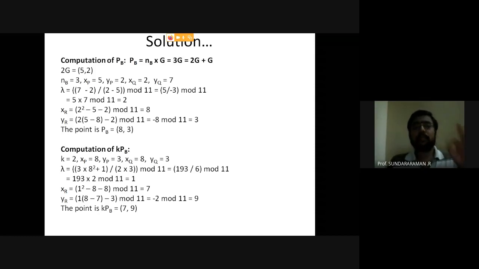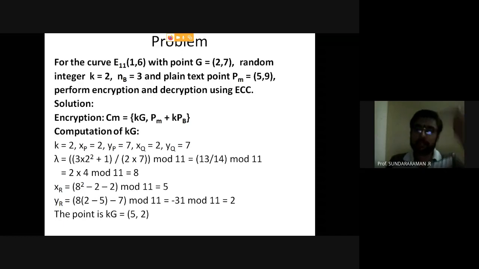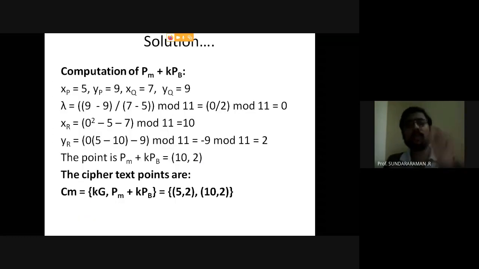So PB is computed by user B, and it will be received by user A. User A uses the PB value to compute k into PB. Now what is the next step? First step, we computed kG. Next step, k into PB is computed. Now after that, what we have to do? PM plus k into PB needs to be computed, which is nothing but a point addition. So computation of PM plus k into PB is happening now.